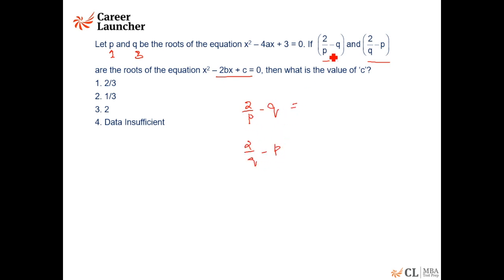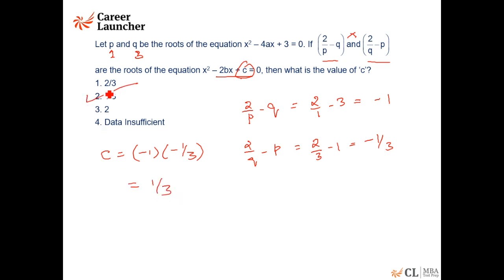2 by P minus Q will be 2 upon 1 minus 3, which is equal to minus 1, and 2 by Q minus P is 2 by 3 minus 1, which is minus 1 by 3. What do we need to find? Value of C. As I said, C is nothing but the product of roots. So my answer for C is going to be minus 1 into minus 1 by 3, which is equal to 1 by 3. Correct answer, choice 2.